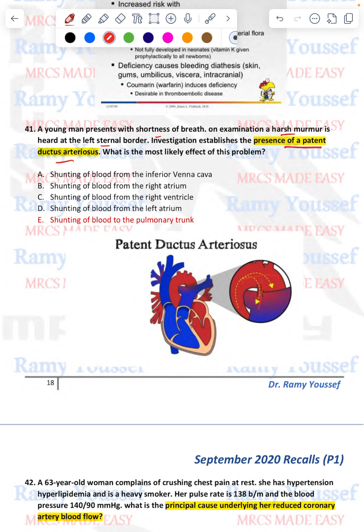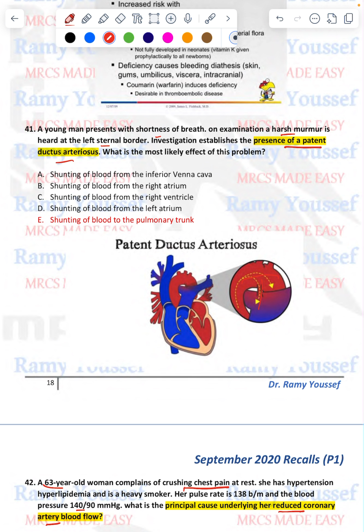A 63-year-old woman complains of crushing chest pain. This is crushing chest pain. Age is 63. Hypertension, hyperlipidemia, heavy smoker. Blood pressure is 140/90. Principal cause of underlying reduced coronary artery blood flow. So crushing chest pain means maybe myocardial infarction, with hyperlipidemia, hypertension, and heavy smoking as risk factors.